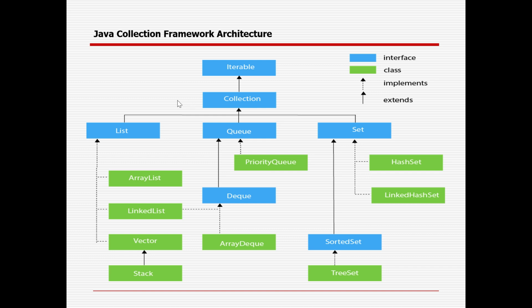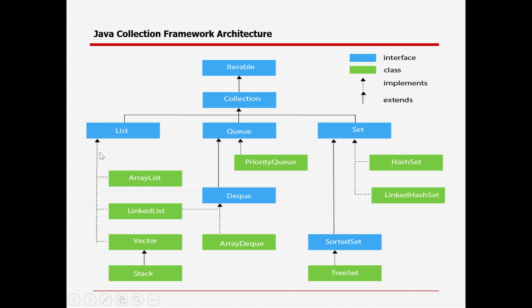So here there are a lot of interfaces: list, queue, set, dequeue, sorted set. SortedSet extends the Set interface, Dequeue extends Queue, and List, Queue, Set all extend Collection, and at the end of the day Collection extends the Iterable interface. Now we'll go with the classes. Stack extends the Vector class, and then Vector, LinkedList, ArrayList all implement the List interface, and vice versa. In a different way, LinkedList implements different interfaces.